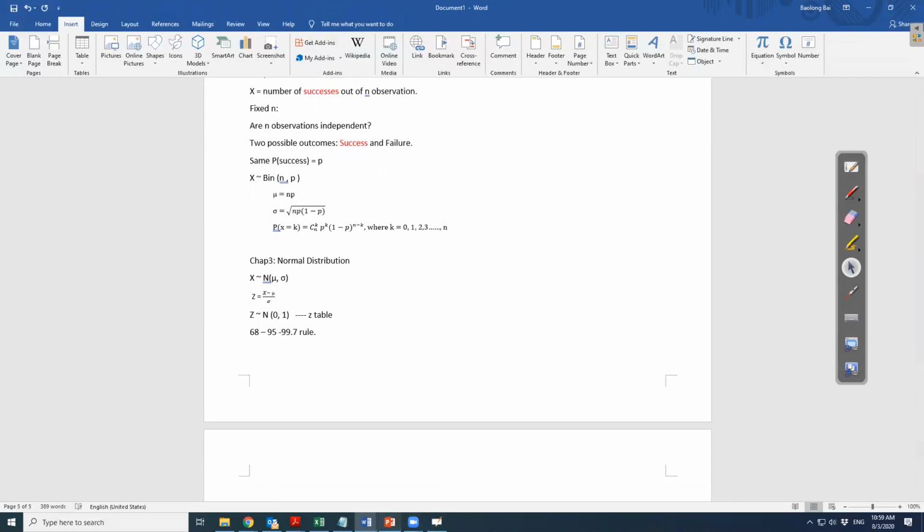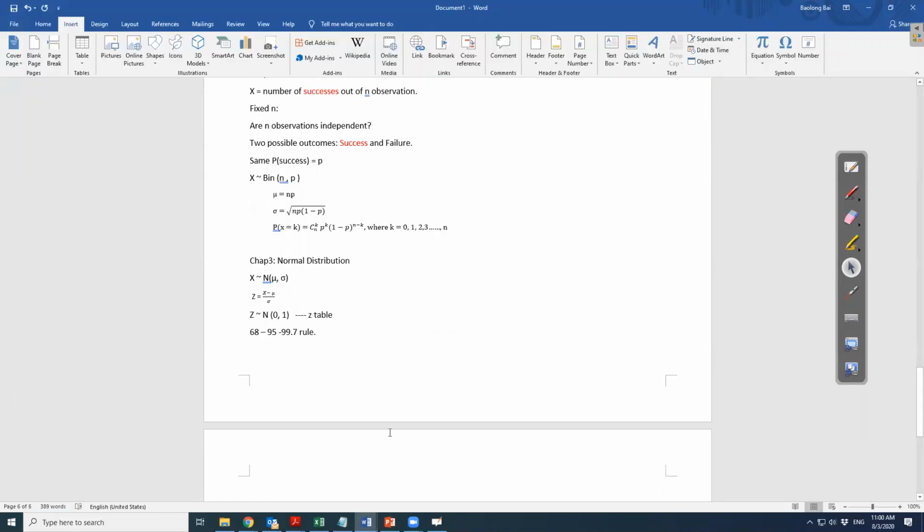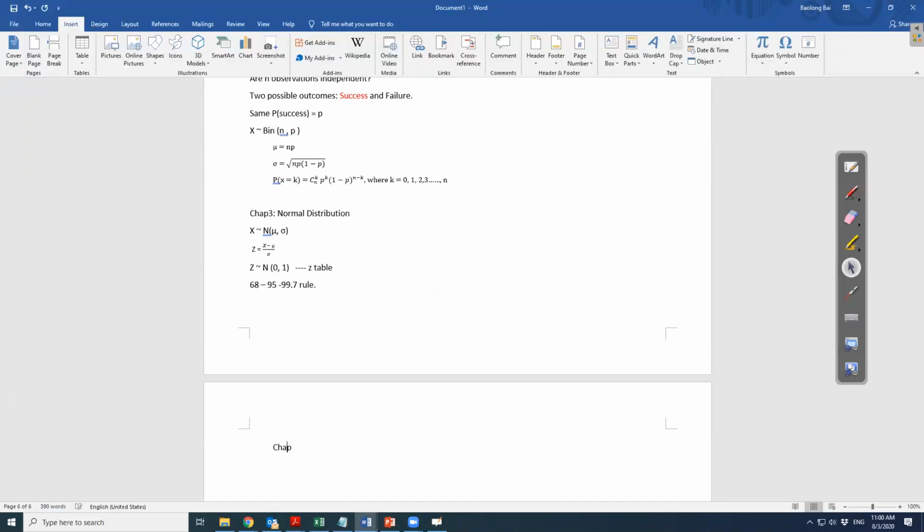So then we're very close to finishing the probability and distribution part. We just need to cover one very important theorem. That's called the central limit theorem, right? So for sampling distribution, maybe chapter 11.